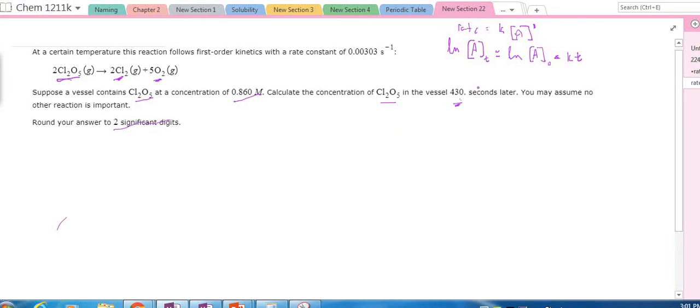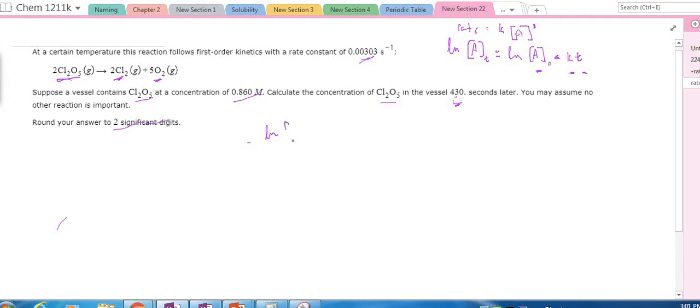Now that I have that, I can see I'm given an initial concentration, I'm given a k, and I'm given a t. The t is 430 and the k is right here, in units of per second. So let's go ahead and just do this math. This is now just plug and play. We do have to deal with natural logs, but you guys can do that.